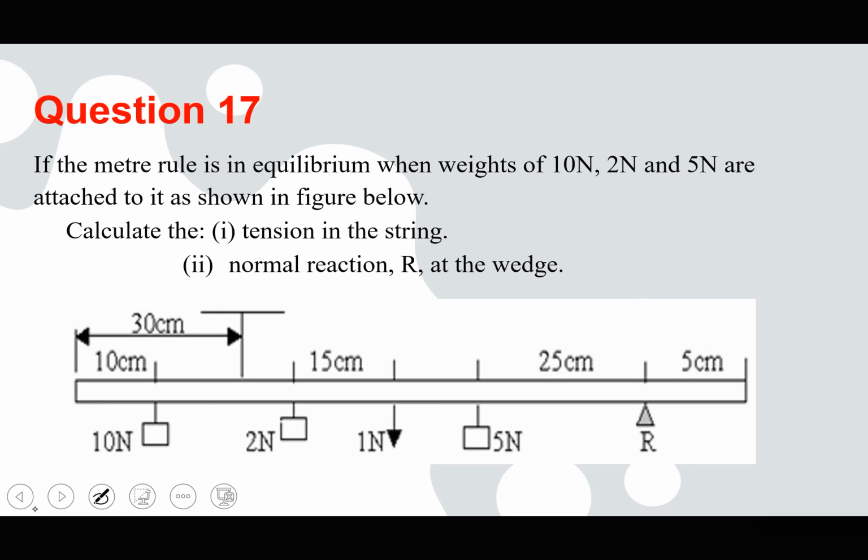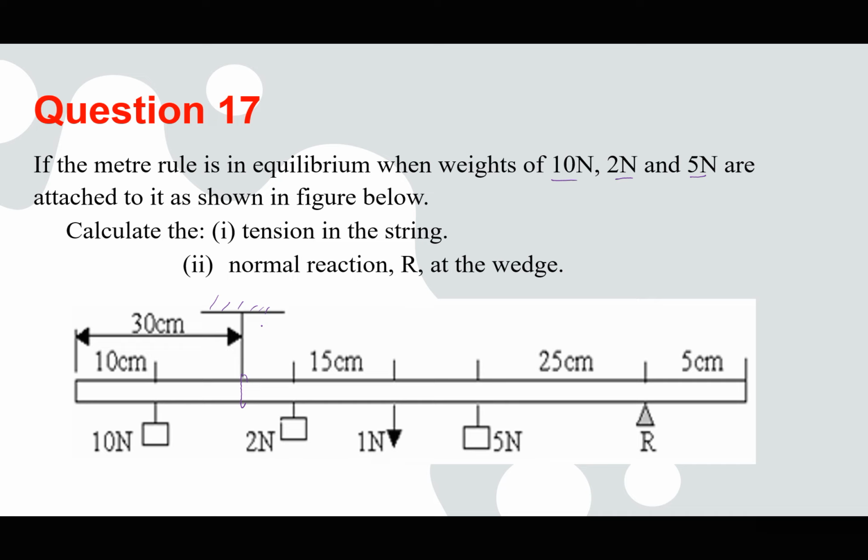If the meter rule is in equilibrium, when weights 10 newtons, 2 newtons, 5 newtons are attached to it as shown in the figure, calculate, Roman 1, the tension in the string, Roman 2, the normal reaction R at the wedge. So the first thing we need to note is to find the forces which are acting. So this is supporting this at this point. It is a string maybe.